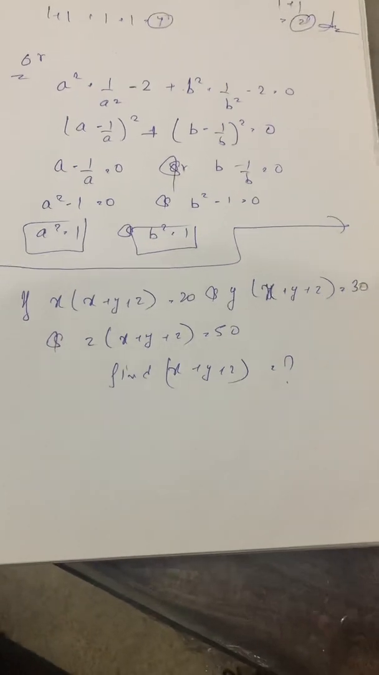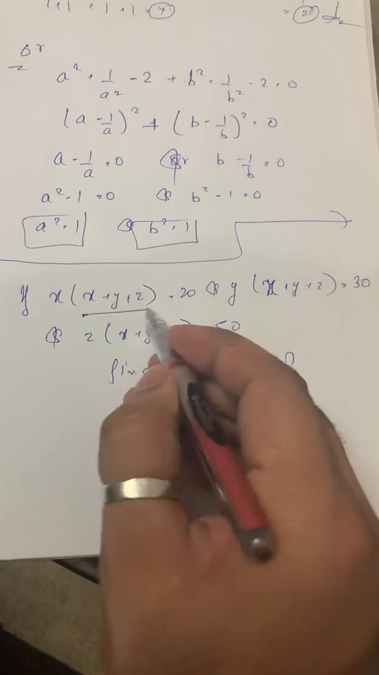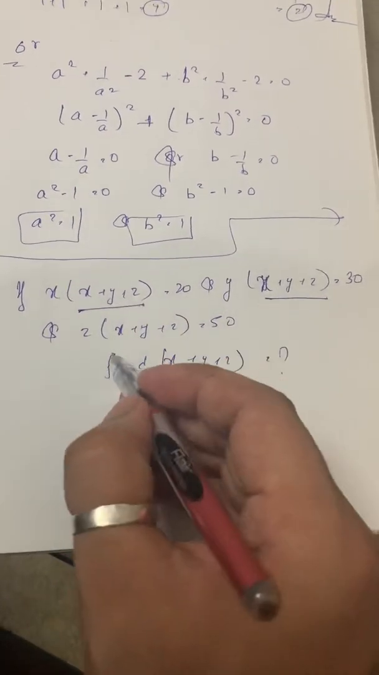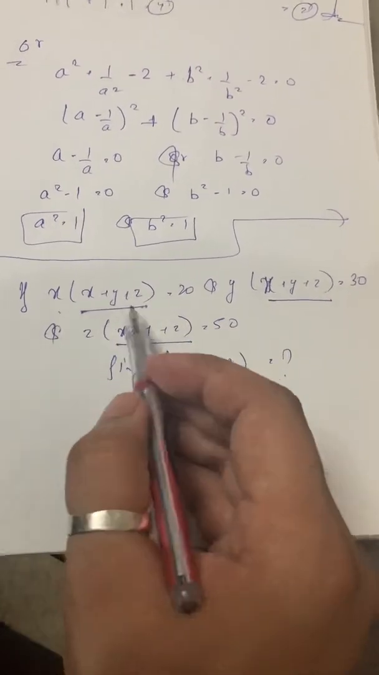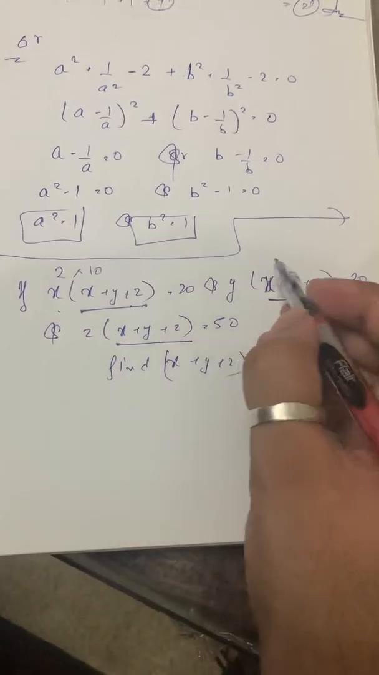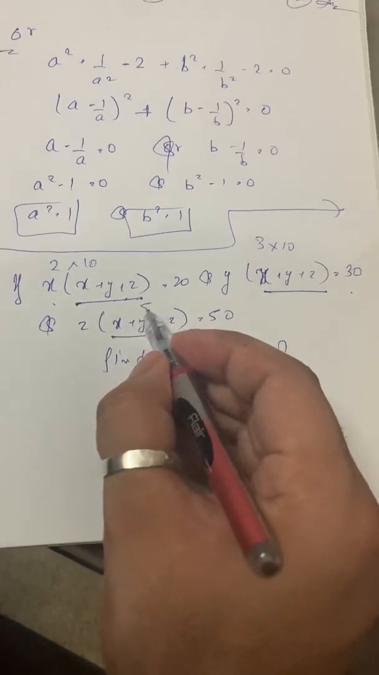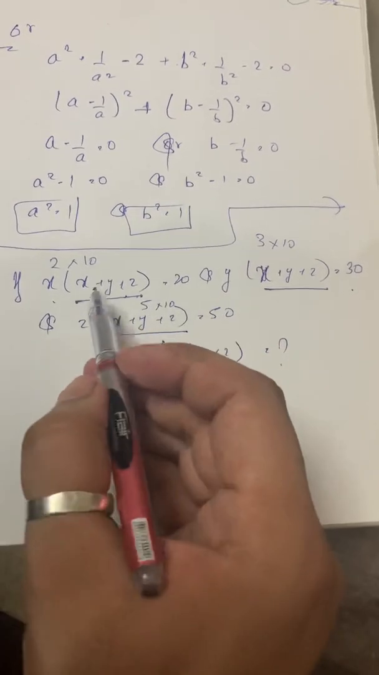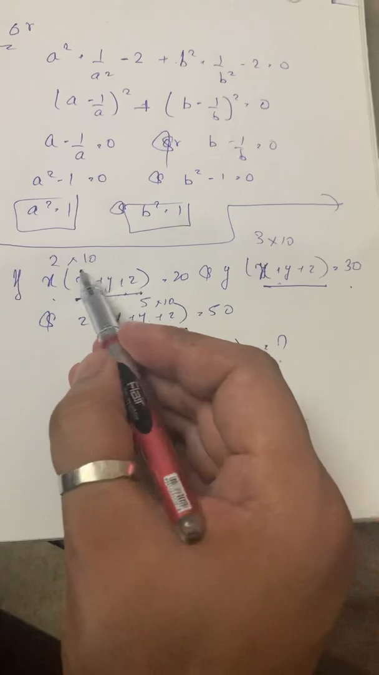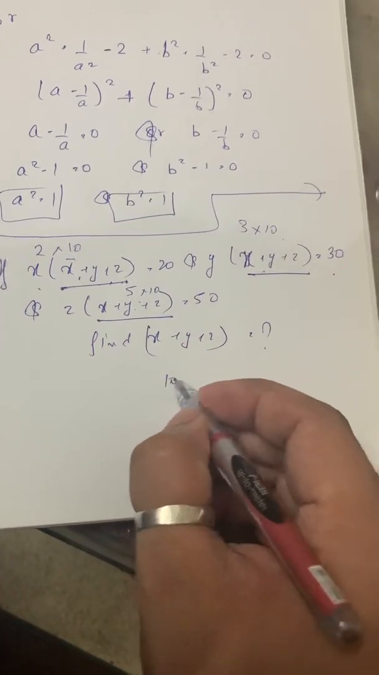Again, I don't want to use any formula. How can I solve this question without any formula? Here it is x plus y plus z, here it is x plus y plus z, here it is also x plus y plus z. Here we can write 20 as 2 into 10. We can write 30 as 3 into 10, because 30 is there on the right side. We can write 50 as 5 into 10. So see, x plus y plus z is common here, and 10 is common here. So can I say that x plus y plus z is equal to 10?